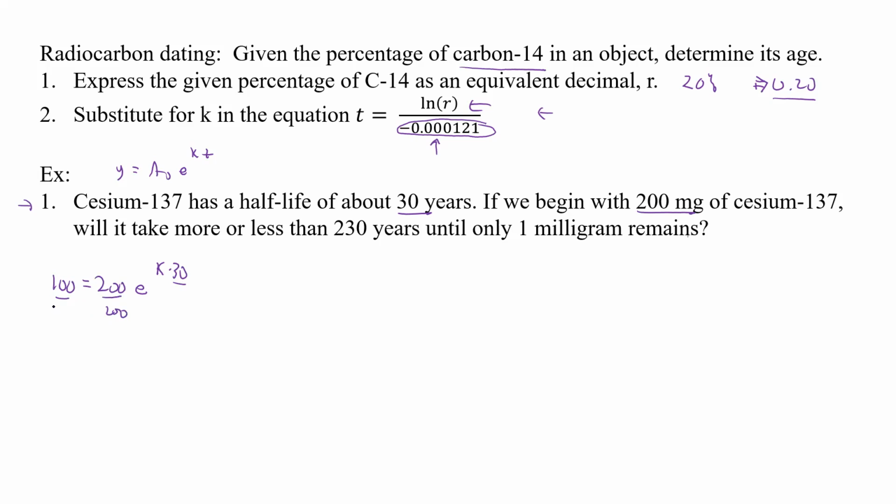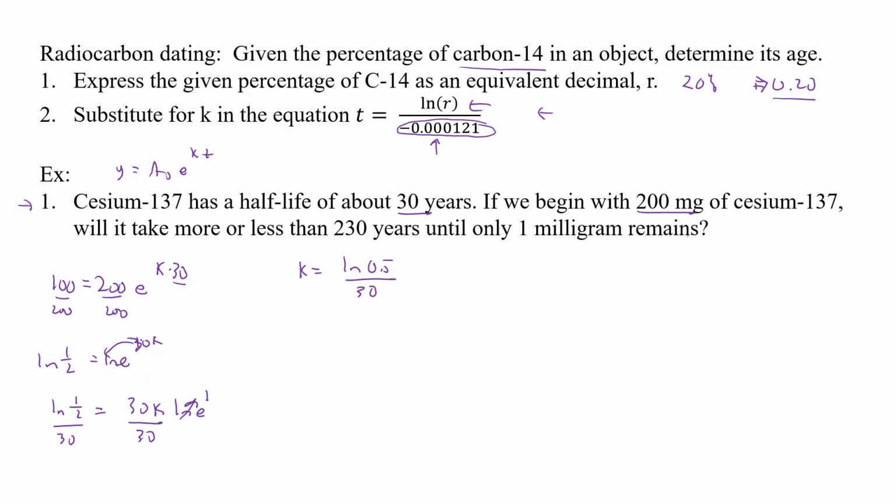If we divide both sides by 200, we have 1/2 equals e to the 30k. How do we get rid of that exponent? Well, we take the ln of both sides. So the ln of 1/2 is equal to 30k ln of e, because we can bring that down to the front. Well, ln of e is just 1. Divide that by 30. So k is equal to ln of 0.5 over 30. Now, we could actually calculate that, but it's going to be a long decimal.